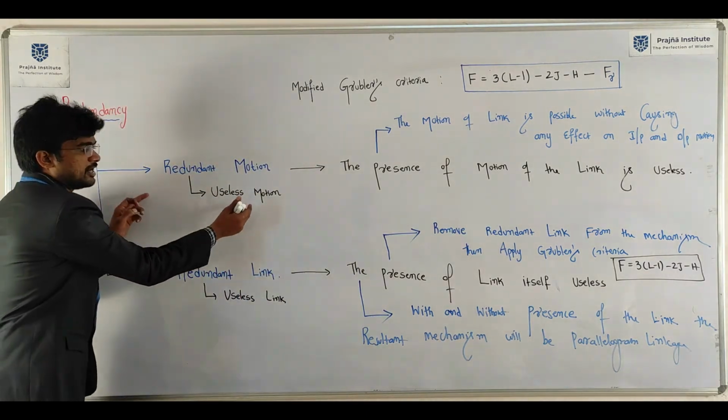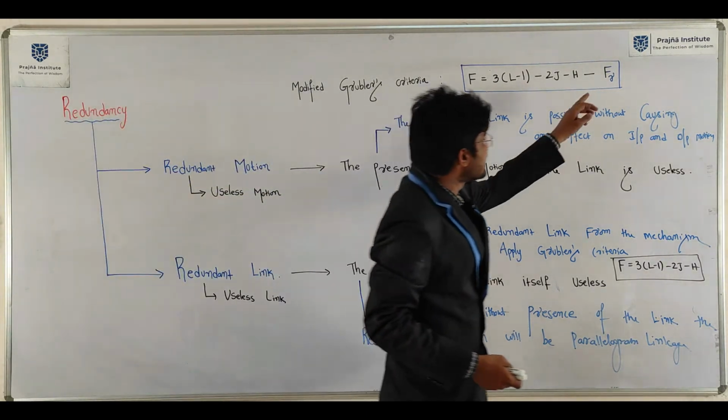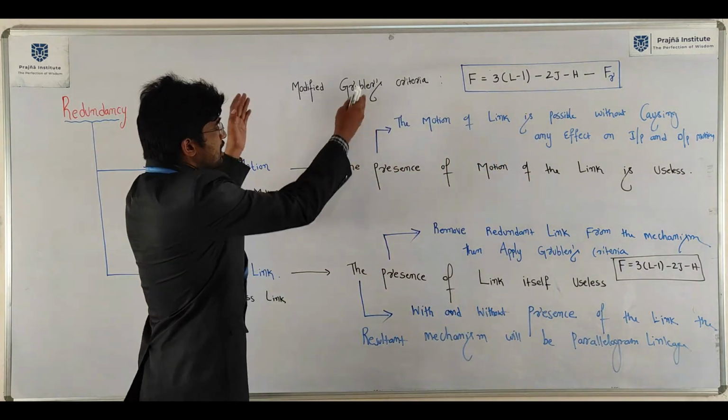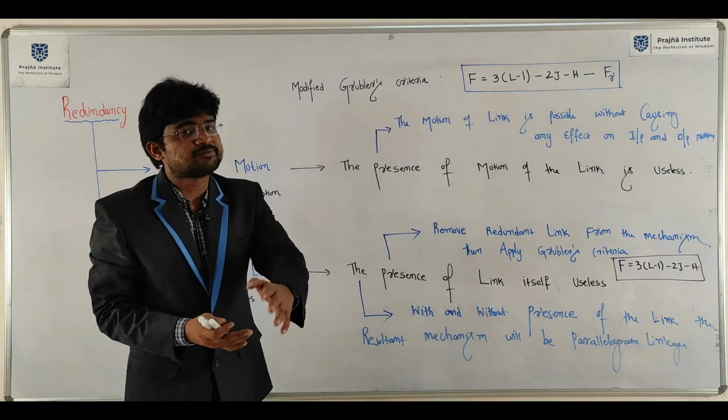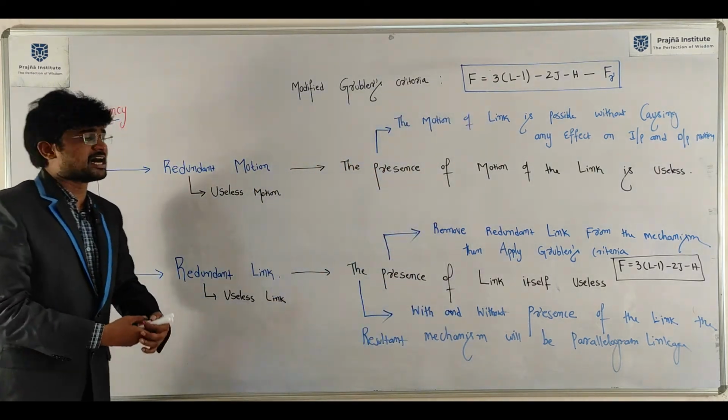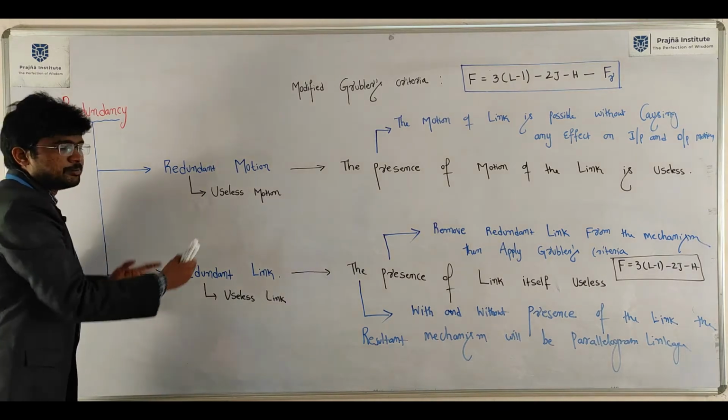But in case of redundant motion, we need to subtract the redundant degree of freedom from the actual Grubler's criteria. That is, I can call it a modified Grubler's criteria we need to use to determine the degree of freedom of the mechanism. It is having redundant motion.